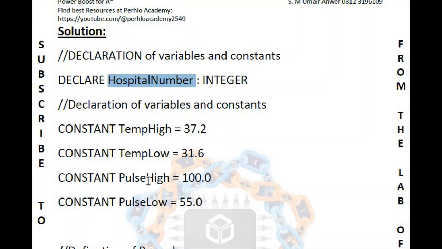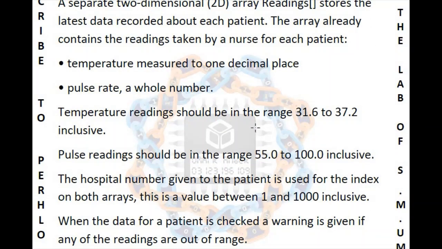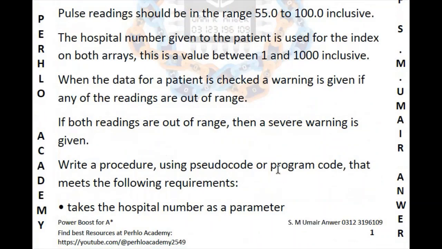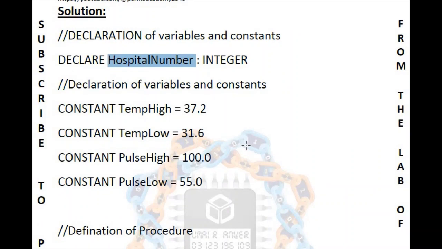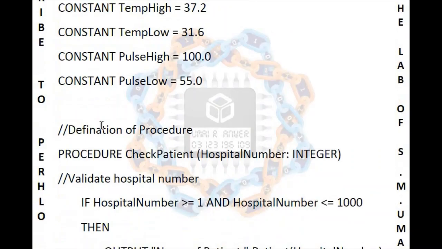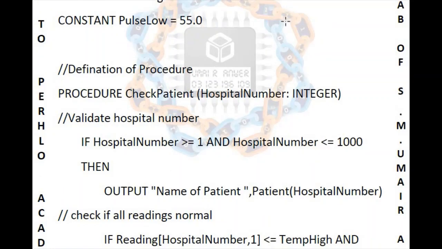Next, I've made four constants to be used as upper and lower limits for temperature and pulse readings, but if you want you can skip this part and directly write the limits in an if condition. This part is not necessary. Then we'll start our definition of a procedure. Procedure would be the keyword, and let's name it check patient, and we'll give it a parameter, hospital number, with the data type integer.